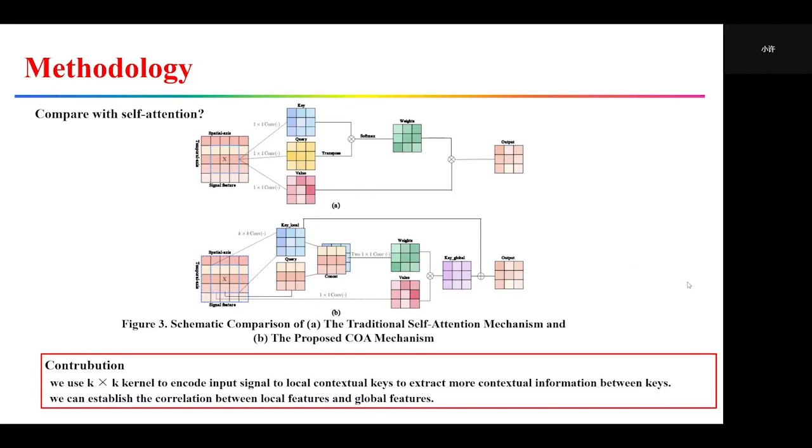Secondly, we concatenate the local K and query, which is followed by 2 convolution operations with 1 multiplied by 1 kernel size. So, we can fuse the local signal feature and the global signal feature. As described above, global K can capture the signal feature's global information. Therefore, we call the global K the global contextual information of signal feature. The output of our COA mechanism is the fusion of local K and global K.